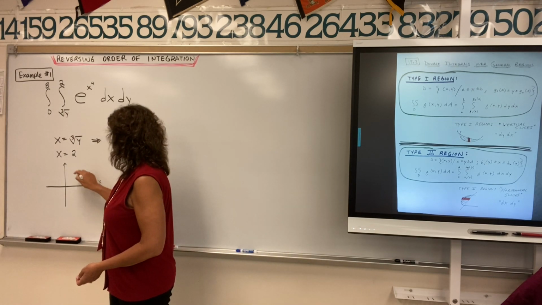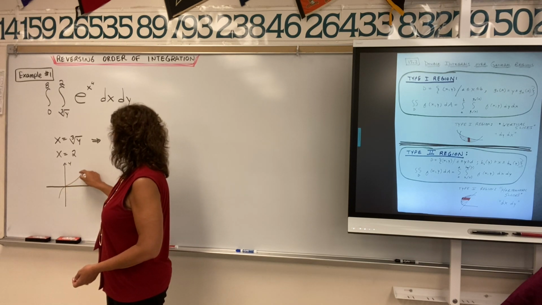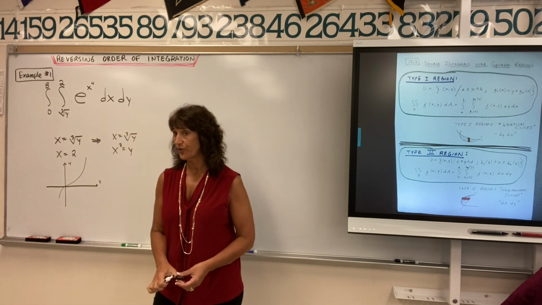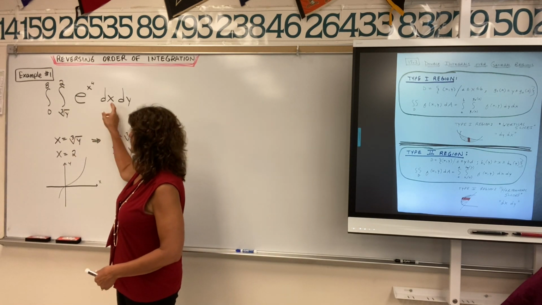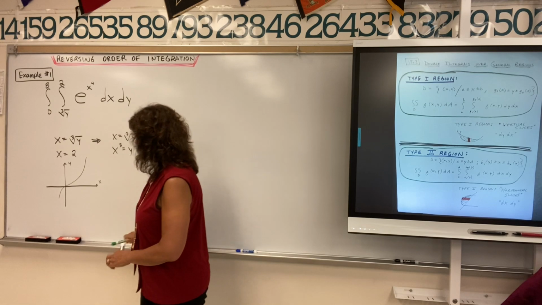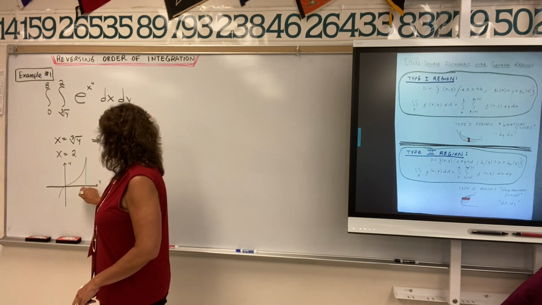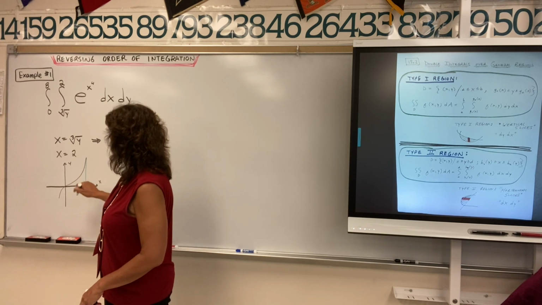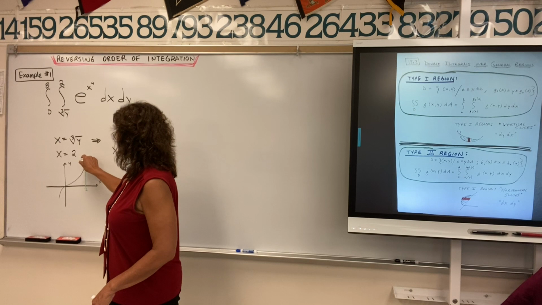Here's my x-axis, here's my y-axis, and I'm sketching out my base. So y equals x to the 3rd power. This is what y equals x to the 3rd power looks like. And then the upper bound, the other part of that, is x equals 2. So x equals 2 would be over here. These are part of my boundaries. And when x is equal to 2, y is equal to 8. So this point right here is (2, 8).